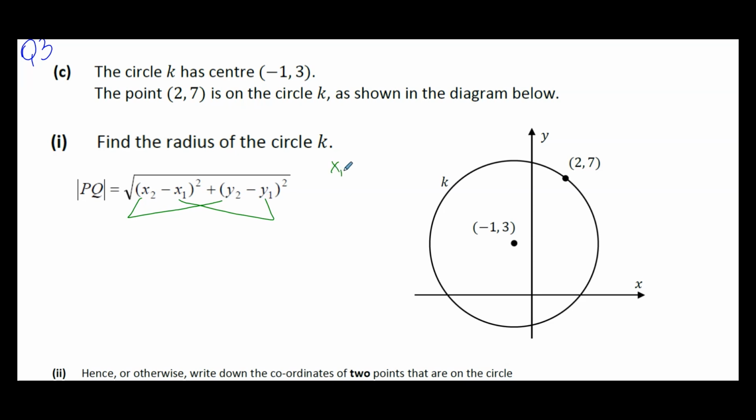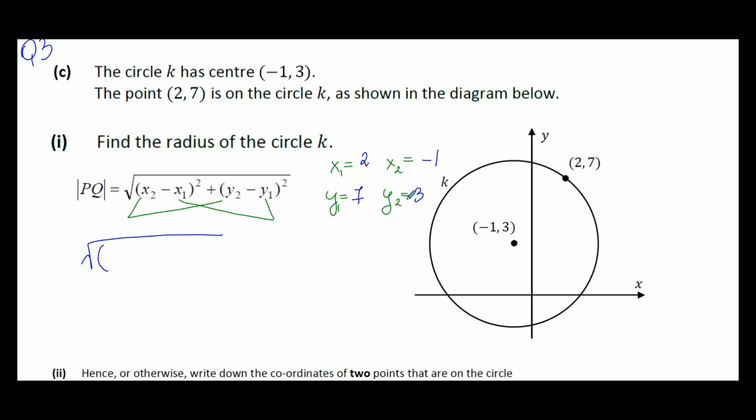Now, when I'm dealing with coordinate geometry, I do make a list because it's extremely easy to mix up our values. Oops, that should be reading Y. Okay, so my first point, does it matter which point I pick? No. Let's say (2, 7). And then the second point, (-1, 3). Now, I just fill that in.